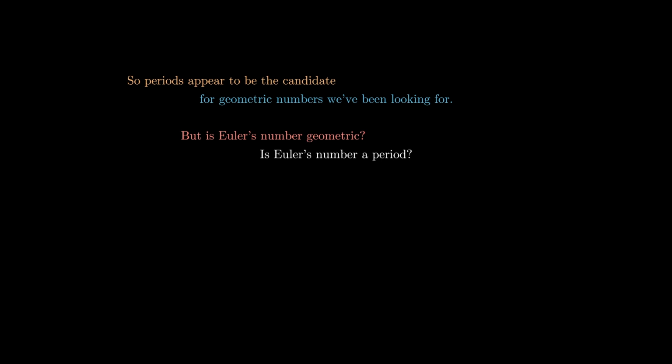So periods appear to be the candidates for geometric numbers that we've been looking for. But is Euler's number geometric? That's the whole point of this video. Is Euler's number a period? Well, it turns out that we don't know, but it's conjectured that Euler's number is in fact not a period. As a consequence, I'm going to leave the following homework problem, which is to use this theory to determine whether e is a period.